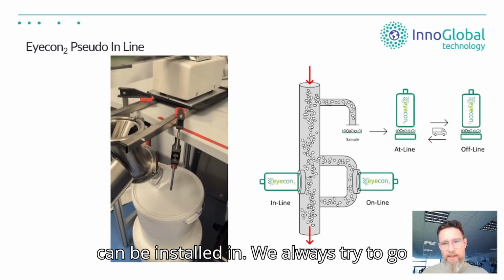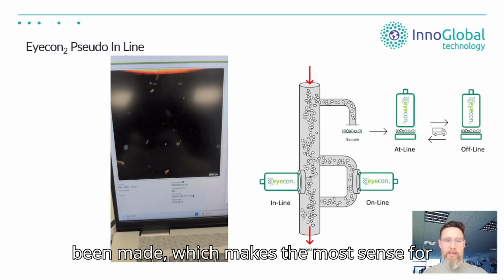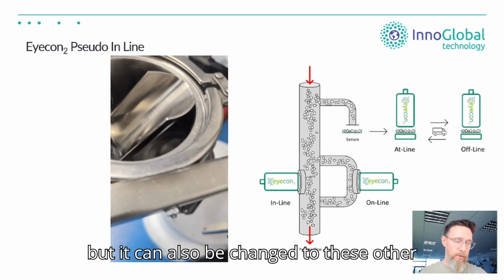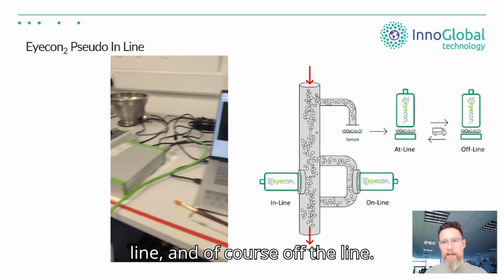There are different configurations that it can be installed in. We always try to go for the inline process, right where it's being made, which makes the most sense for making decisions about changing the process to improve the product quality. But it can also be changed to these other methods, such as on the line or at the line, and of course off the line.